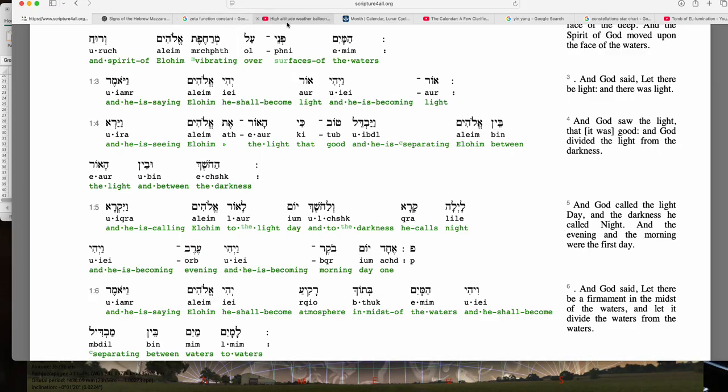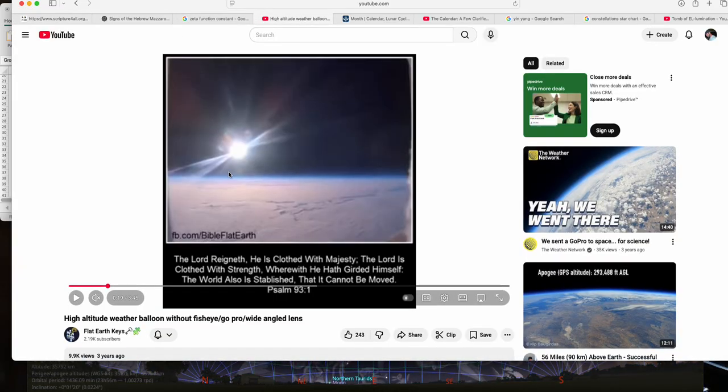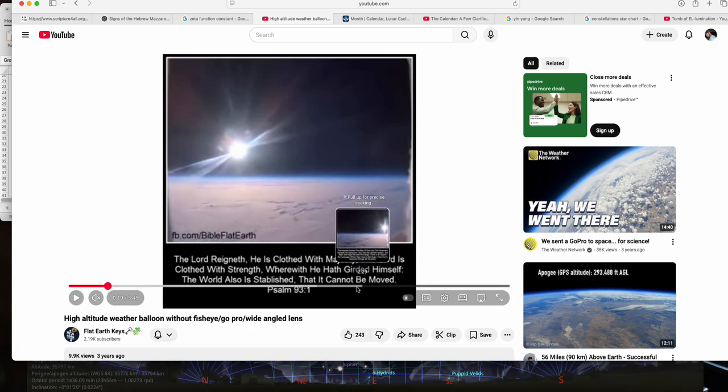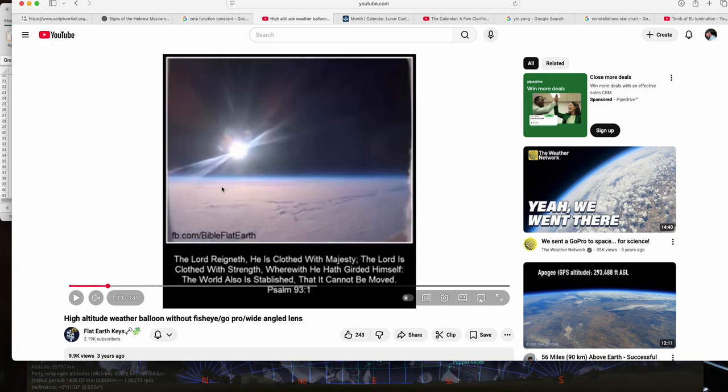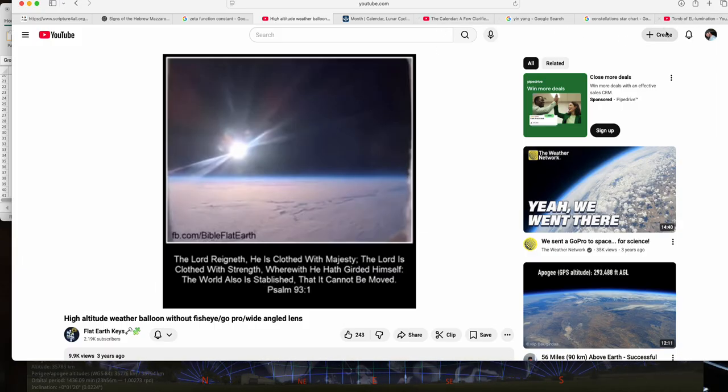One thing, if you look at again, the Lord is clothed in majesty and the Lord is clothed with strength, where he is encircled and girded himself, and established, and cannot be moved. But if you go and look at these high altitude balloons, you're going to see there's no stars. So the stars have to be set in the firmament, and you can look at that in the atmosphere.